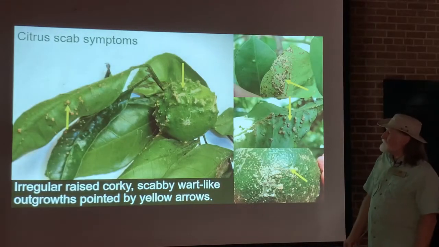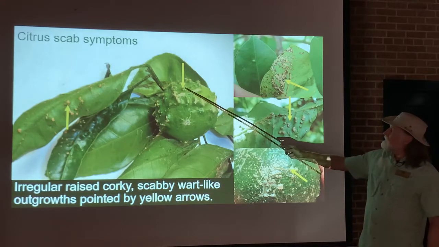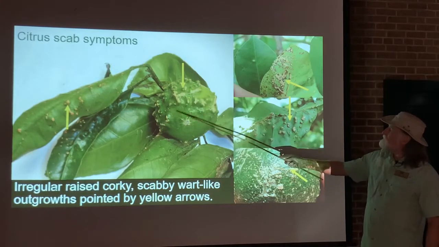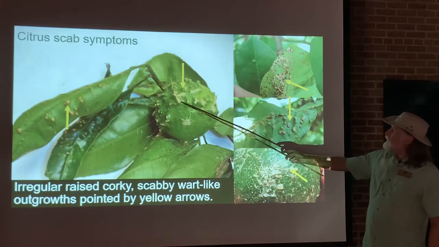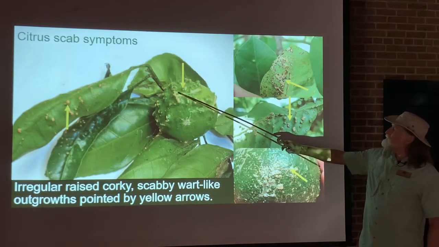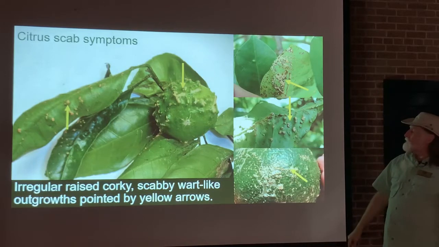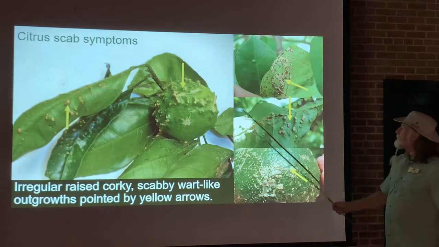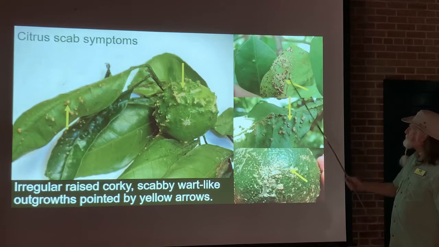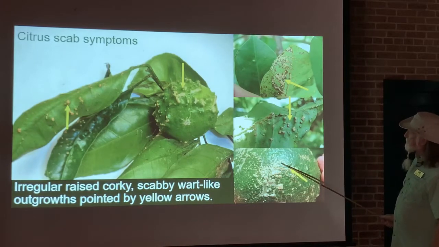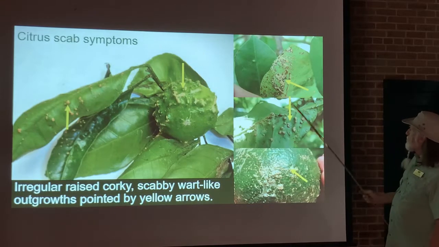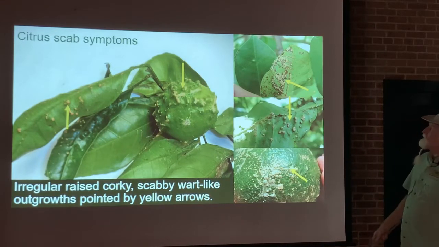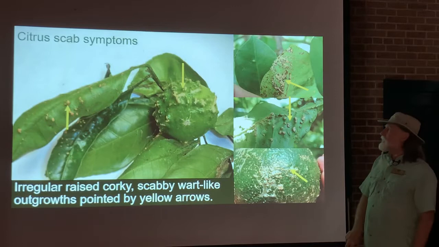These are some pictures of the symptoms, and you can see them where the arrow is pointing. This is the citrus scab symptoms. You see these real raised, corky, wart-like outgrowths on the fruit here. Here you see them on the leaves. Here again, some on the fruit. These aren't quite as raised as these here, but the arrows are pointing to these symptoms of citrus scab.